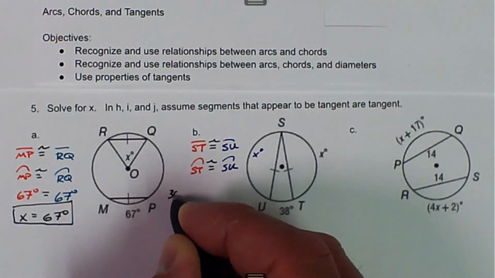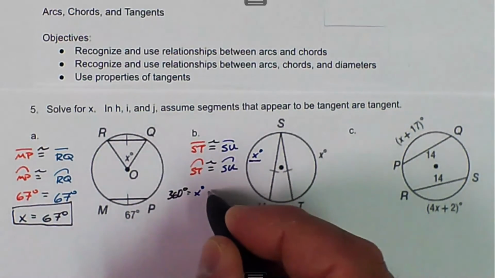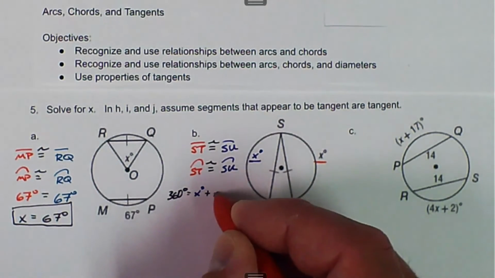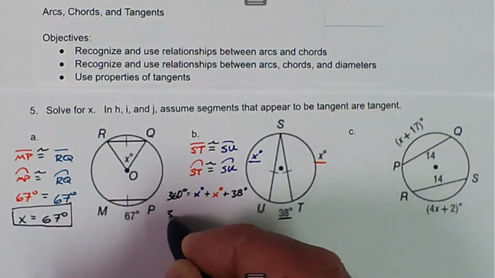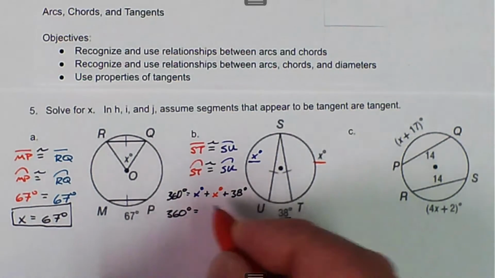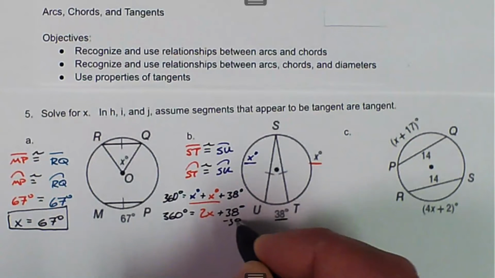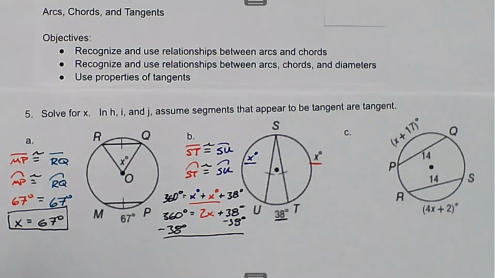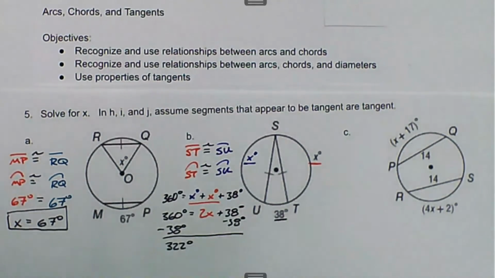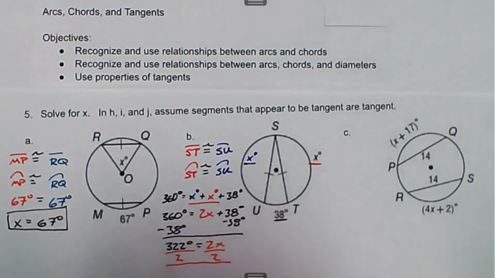So now we can substitute that in. We can say 360 degrees is equal to x degrees plus x degrees plus 38 degrees. So then we get 360 is equal to 2x plus 38. And we want to subtract 38 degrees from both sides of the equal sign. And then we are left with 322 degrees, and that's equal to 2x. Divide by 2, and we get x is equal to 161 degrees.